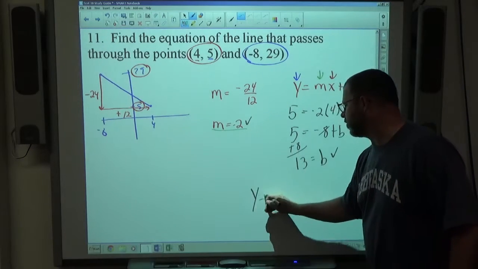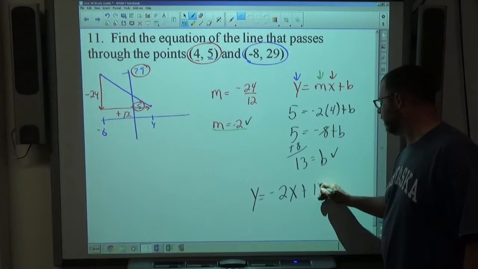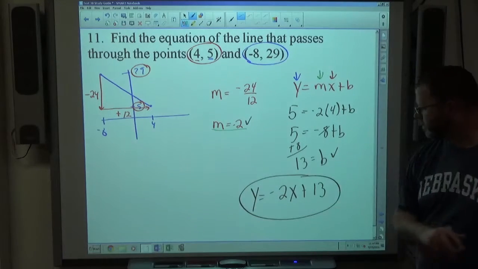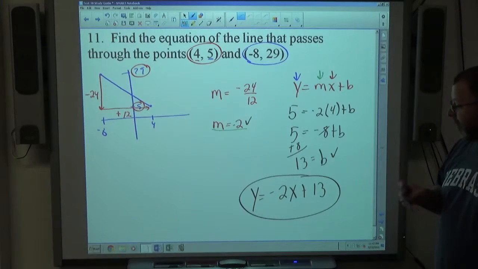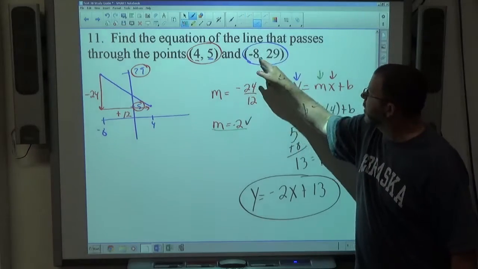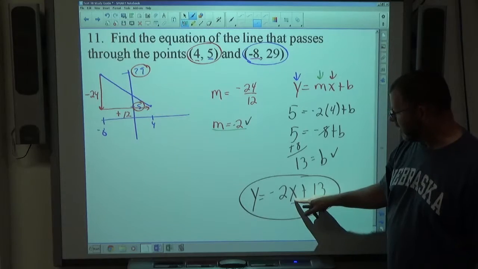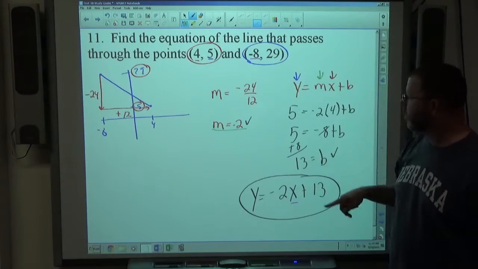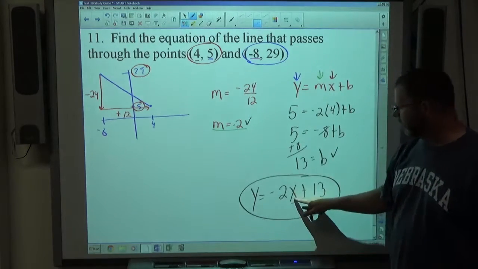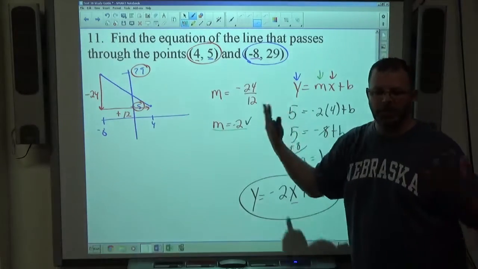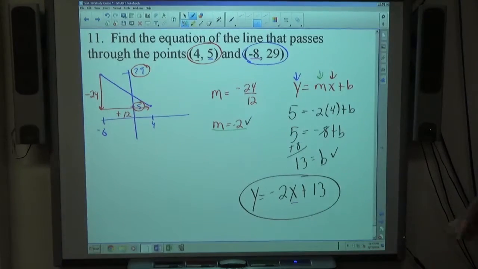Again, y equals mx plus b. Don't leave the x off. If you want to verify it's correct, it's real simple. Put this x right here and make sure you get that y out. -2 times -8 is 16, plus 13 is 29. If I put this x in, -2 times 4 is -8, plus 13 is 5. So it's very easy to check those answers.